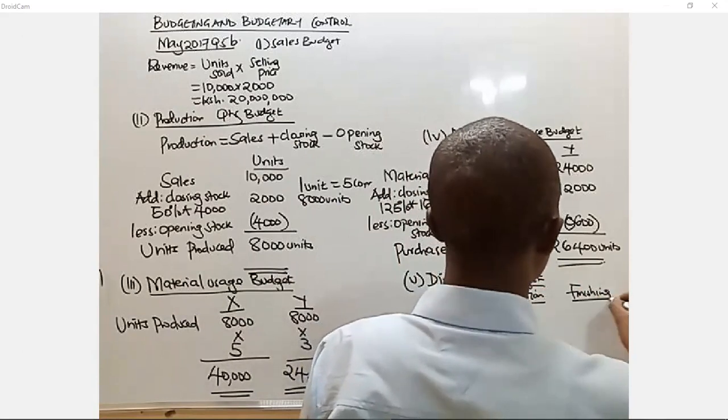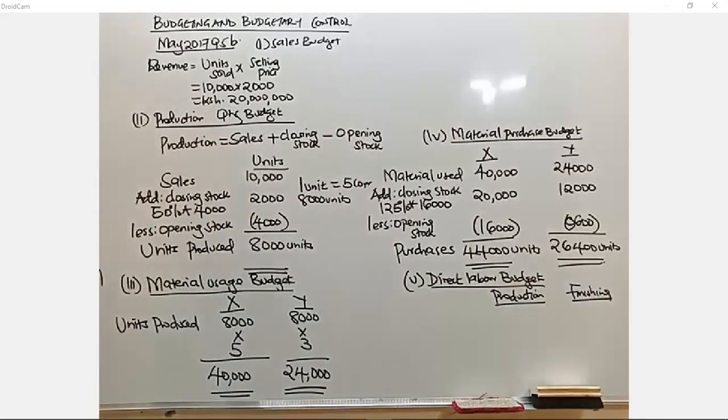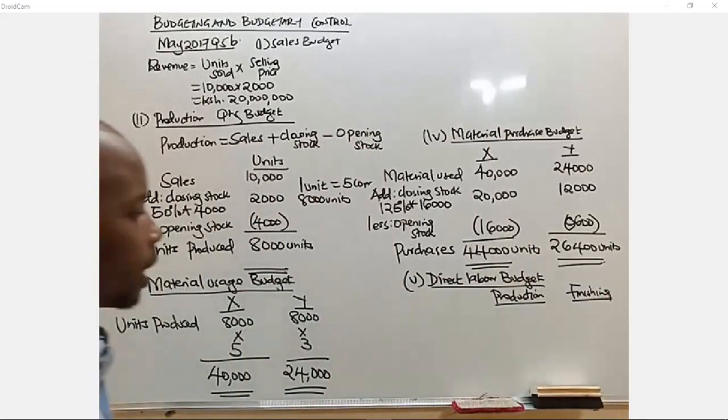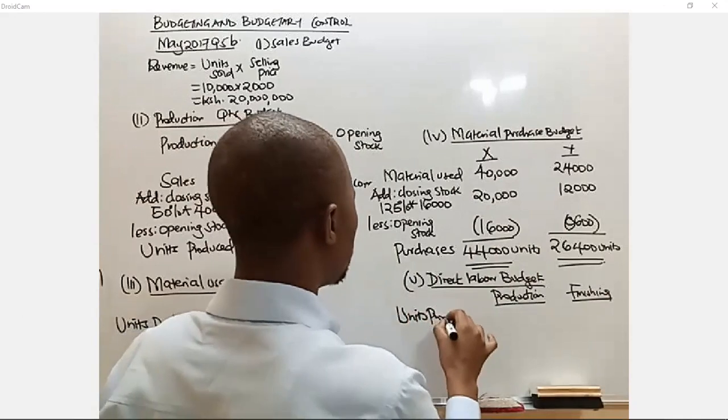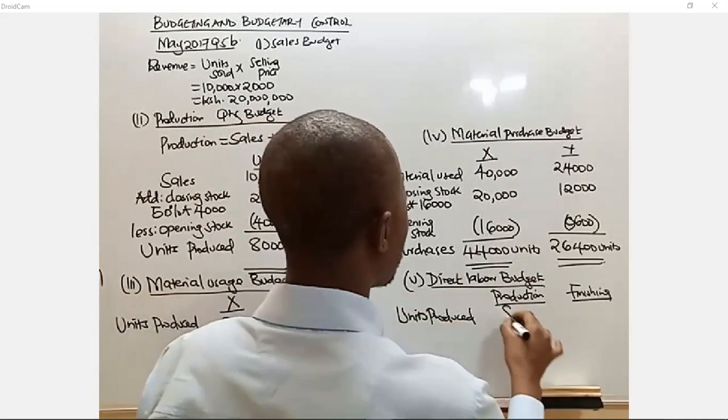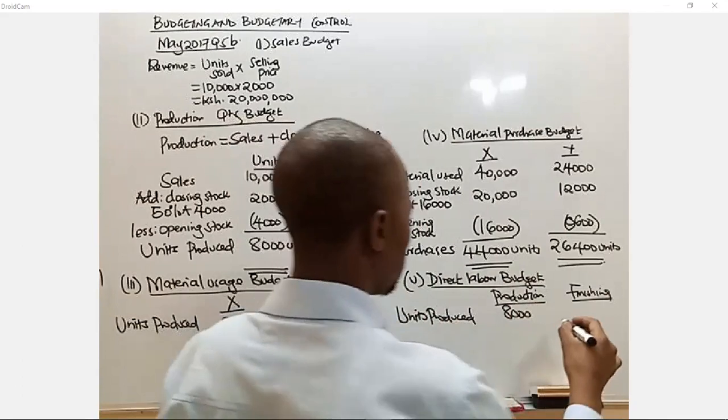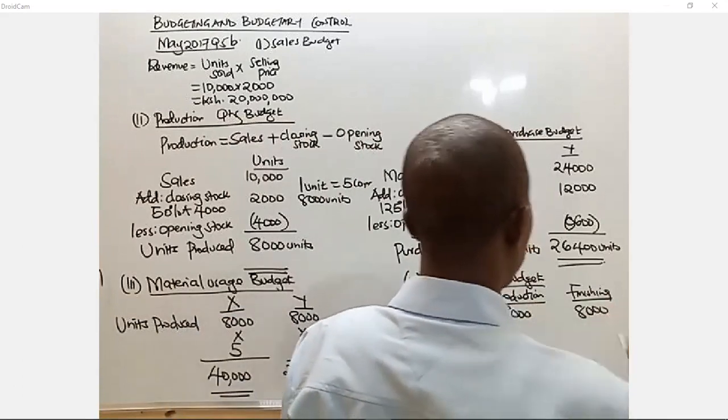Na iko pale kwa swali, sijabuni vitu zangu, right? So which units are we using? Unakuja hapo unaniambia tunatumia the units produced. 8,000 zinatumika through the production and those zinafanyiwa finishing, right?